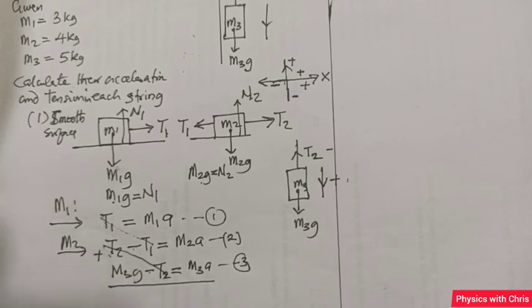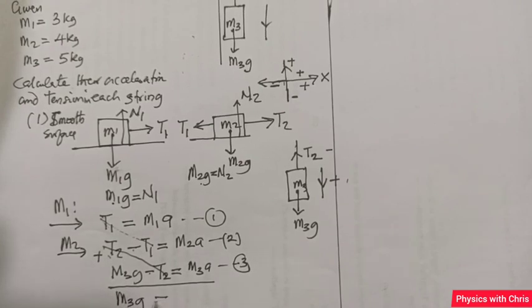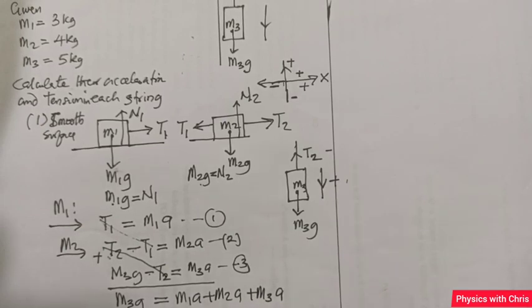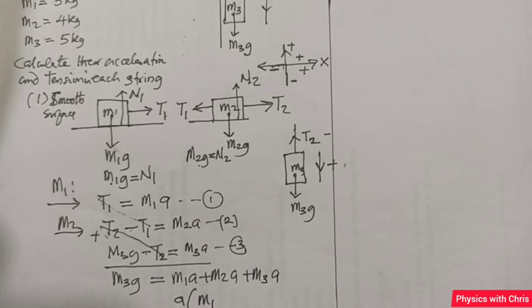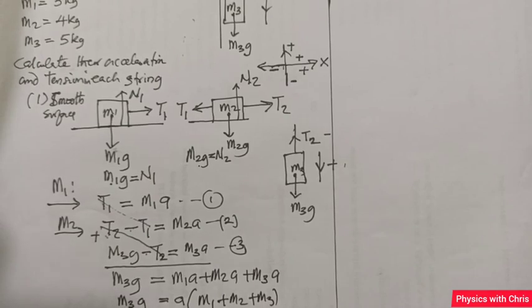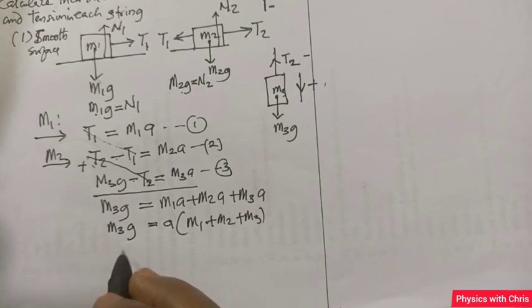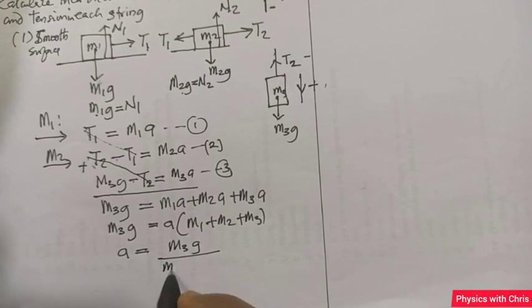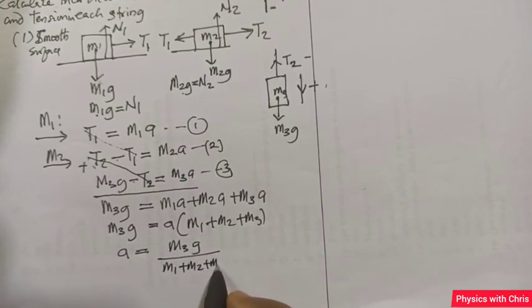So that on the left-hand side of the equation, what is left is this M3G, which is equal to, on the right-hand side, I have M1A plus M2A plus M3A. So my A is common to M1 plus M2 plus M3. That is equal to M3G. Okay, so we can now write down the expression for our common acceleration, which gives you M3G over M1 plus M2 plus M3.